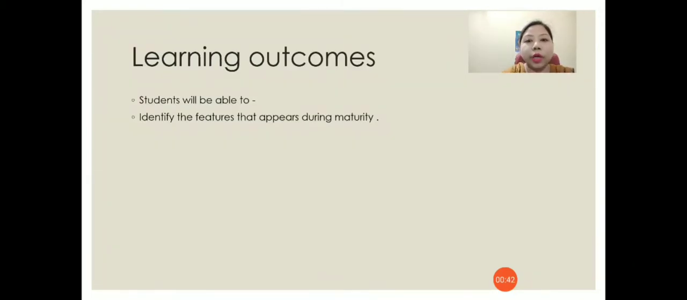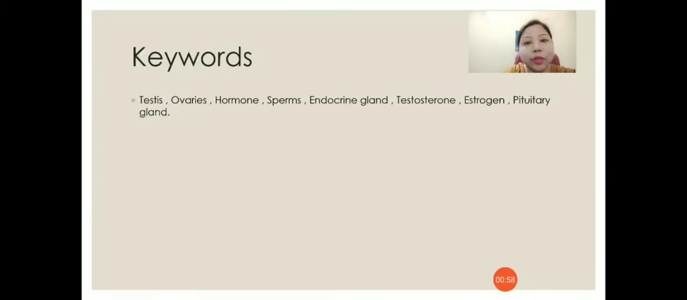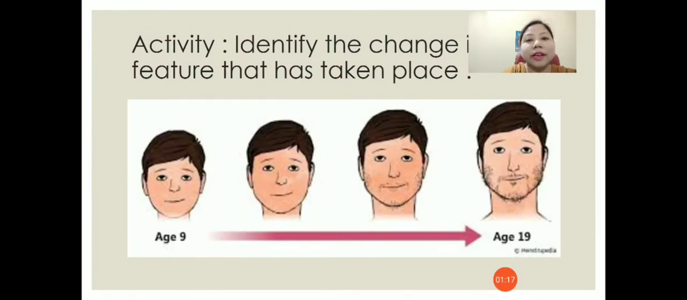So today we are going to discuss secondary sexual characteristics. After today's class, all of you will be able to identify the features that appear during maturity. And the keywords which we are going to get in today's class are testes, ovaries, hormone, sperm, endocrine gland, testosterone, estrogen, pituitary gland. So we are going to use these words, and in today's class we will be understanding what are the features that develop during the adolescence period.